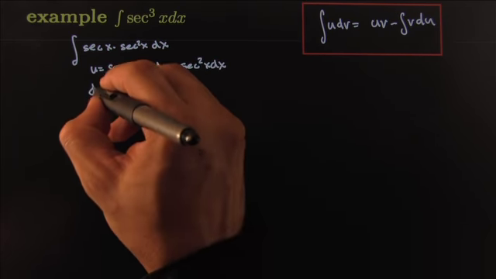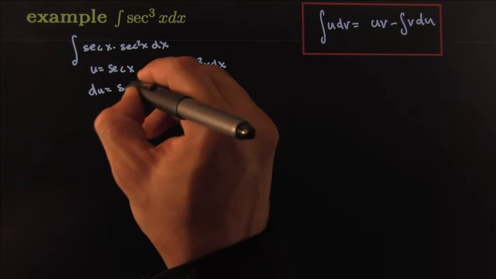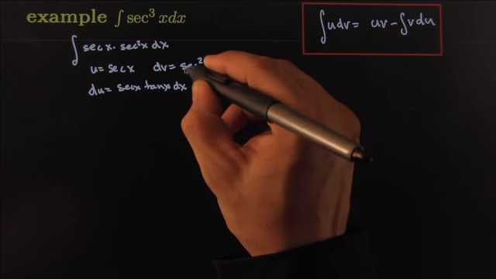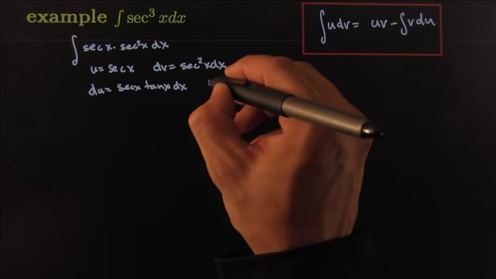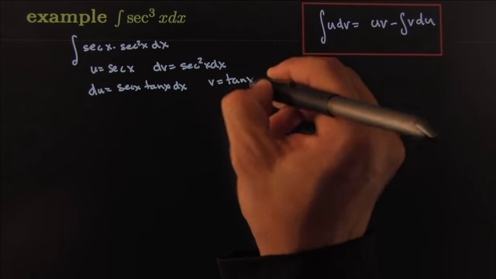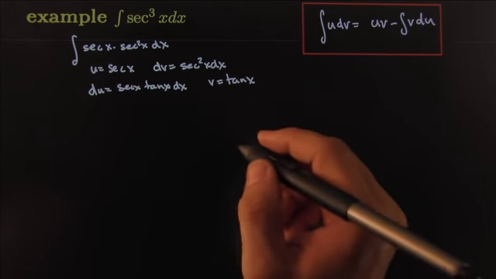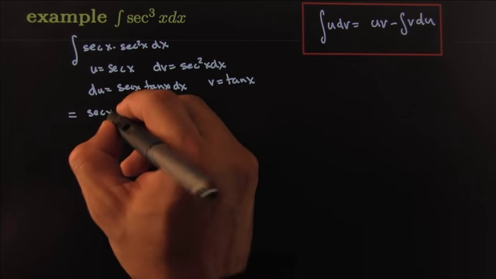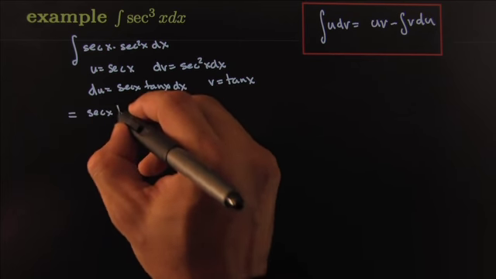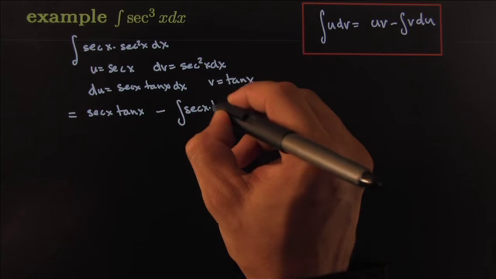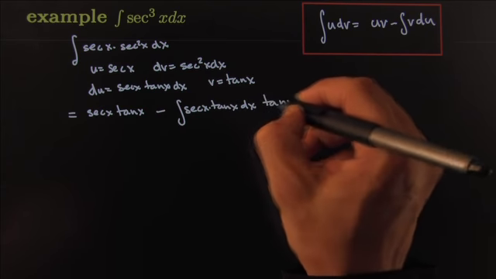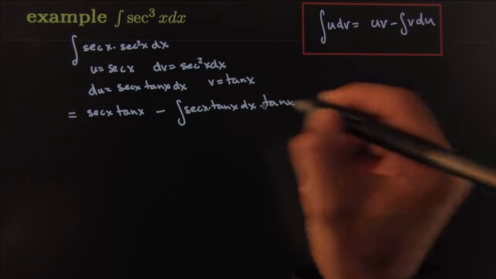Alright, so to complete the dictionary here, the differential would be the derivative of secant, which is secant x tangent x, differential of x. The antiderivative of dv would be v is equal to tangent of x, because when I take the derivative of tangent I get secant. That completes my dictionary here. I've got a secant x times a tangent of x minus the integral of a secant x tangent x dx times tangent x. Right?